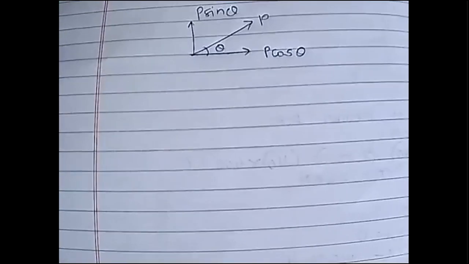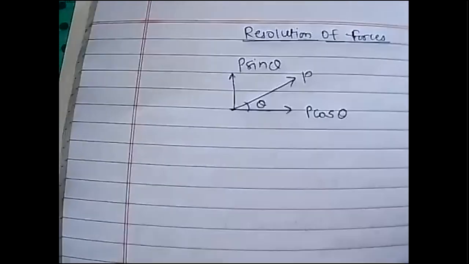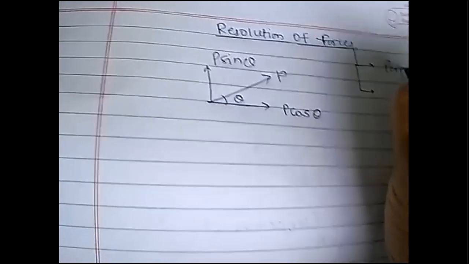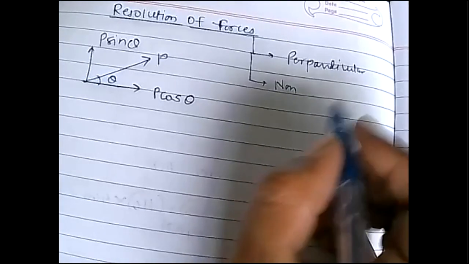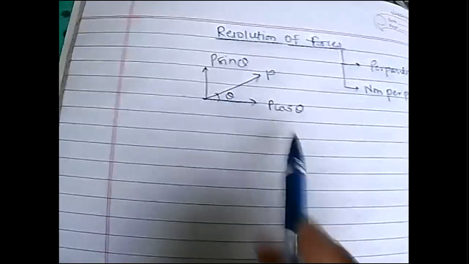Right. So this is nothing but a perpendicular resolution. Resolution means we are going to work out the components of the forces along some specific directions. So there are basically two types of resolution. First is a perpendicular resolution and another one is a non-perpendicular resolution. In a perpendicular resolution, we find out the component of a given force along the x-axis and along the y-axis.